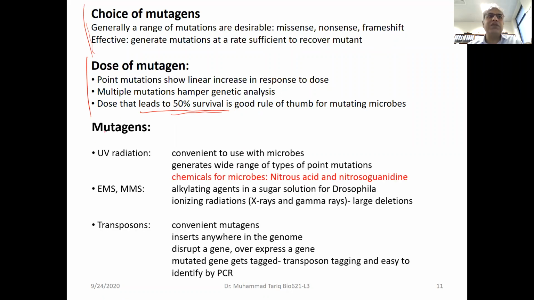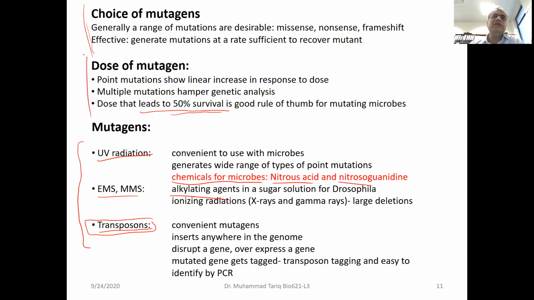What are the kinds of mutagens? For example, you have UV radiations. Then there are chemicals used in microbes, nitrous acid and nitrosoguanidine. Then we have the EMS, MMS, which are alkylating agents. And more recently, we have transposons as well. We will talk in great detail about these mutagens in a dedicated lecture on forward genetics.